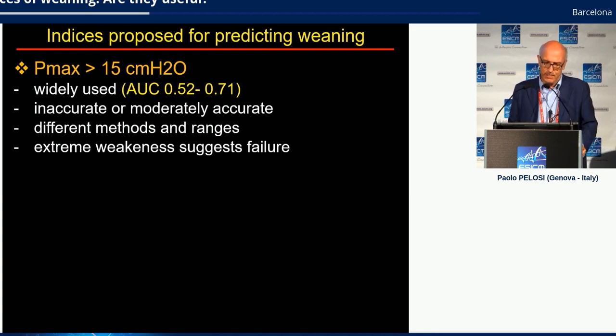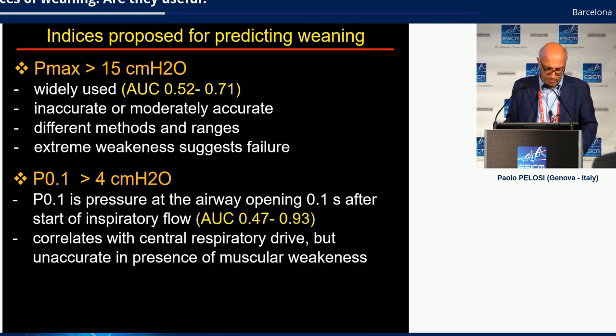The maximum inspiratory pressure, which is considered effective at around 15, is very widely used. You see, the AUC is a little bit more than flipping a coin. So we use indexes sometimes, if we use them, that are very poor. Different methods and ranges. Of course, extreme weakness suggests failure. However, this can be so if the number is extremely low. The P0.1, again, look at the wide range of the AUC curve, even less than flipping a coin, and it correlates with the central drive. So it may be absolutely inaccurate in the presence of muscular weakness.